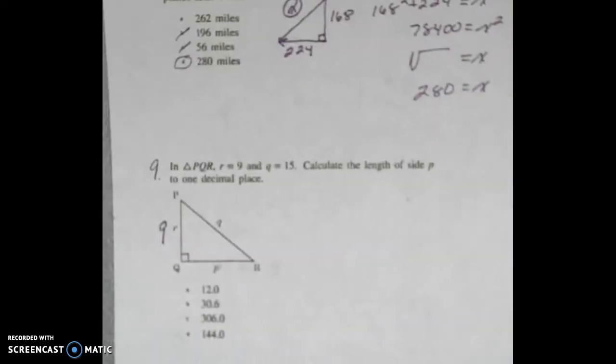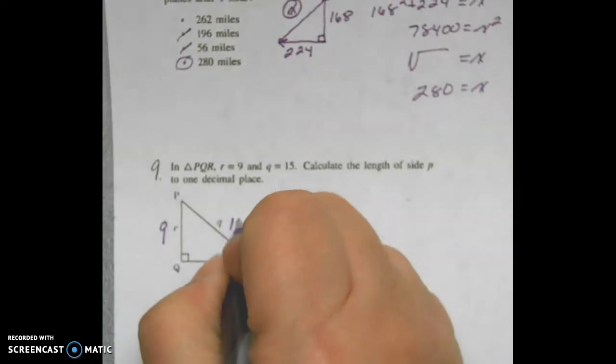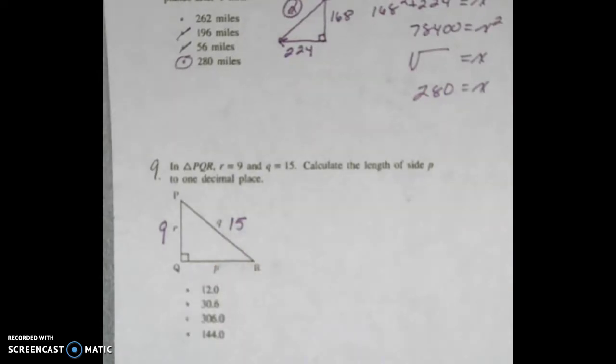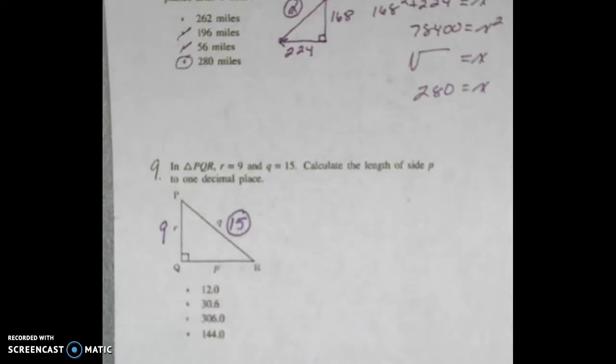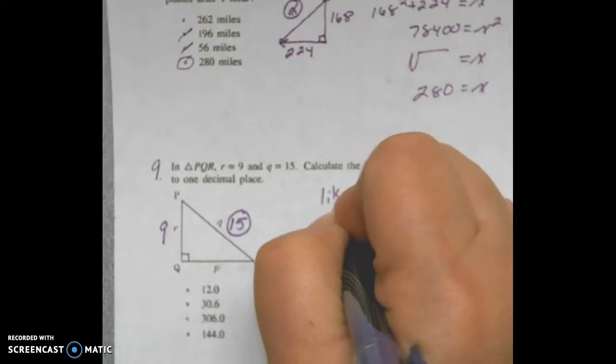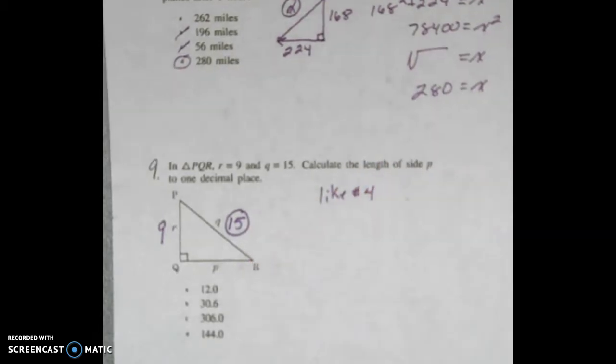The length of Q is 15, and we want to calculate the length of side P. So again, I have to decide, do I have the hypotenuse, or am I looking for the hypotenuse? Hypotenuse is my biggest number across from the right angle. So this is going to be a problem like number 4, where I have the hypotenuse and I'm trying to find one of the missing sides.